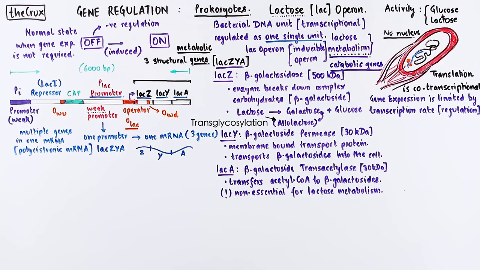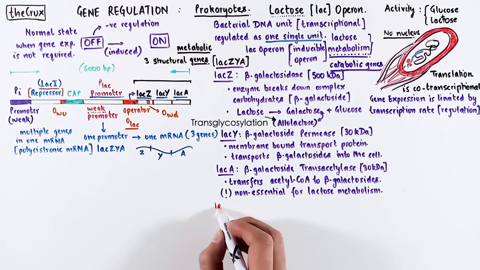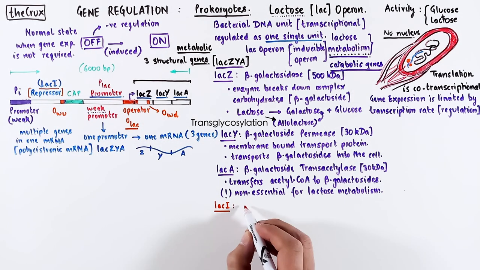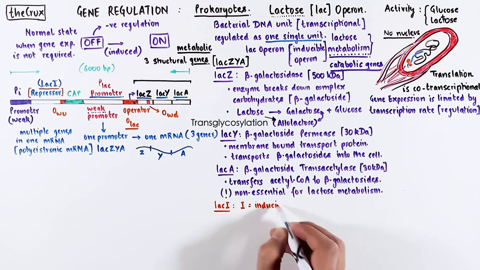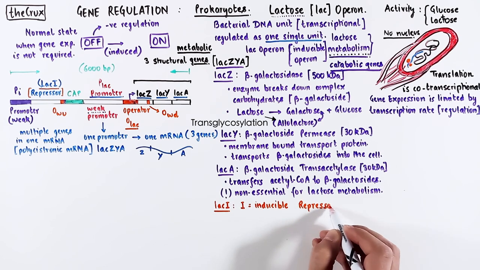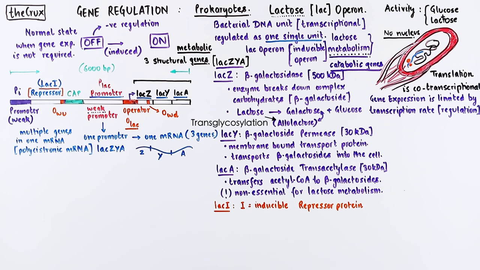Now notice that there is the LacI gene, which encodes the repressor. So let's lay out the introduction of LacI as well. In LacI, the I stands for inducible, and this gene encodes the repressor protein, which represses LacZYA expression. We will soon see what makes this LacI inducible and how the repressor actually works.